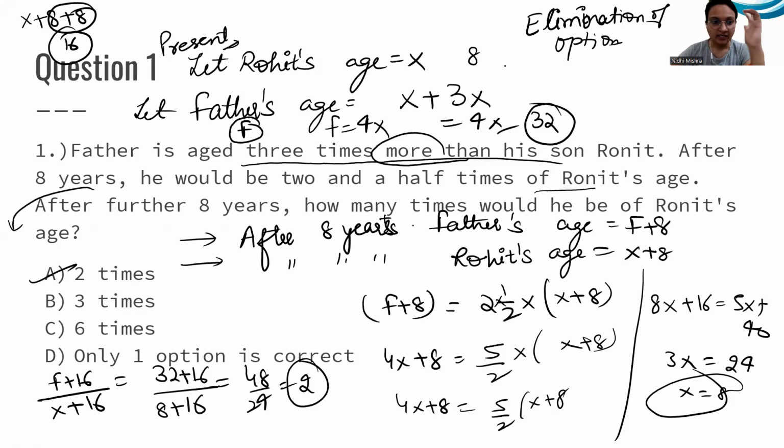Let's see. 2 times is the answer. 3 times can't be. 6 times can't be. Only one option is correct. Yes. This is correct, na? Because out of the above options, only one option is correct. Correct. So this is how you should think. See, this particular thing I added so that you can understand this thing.